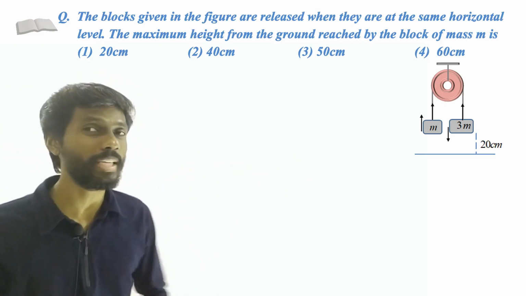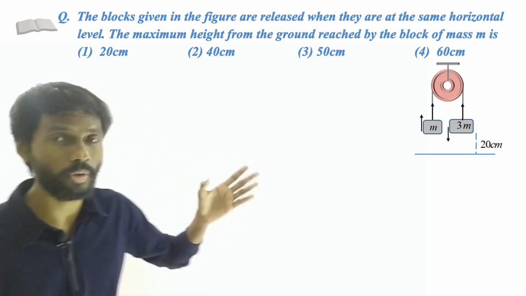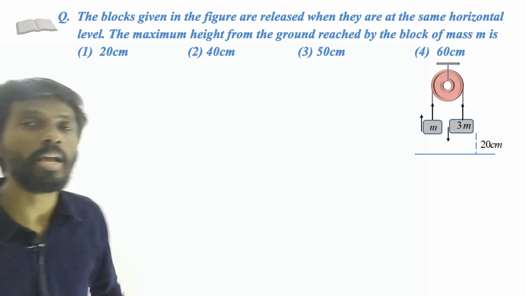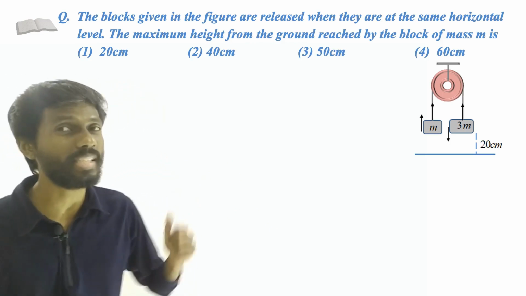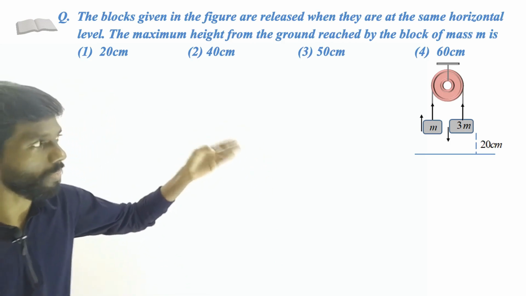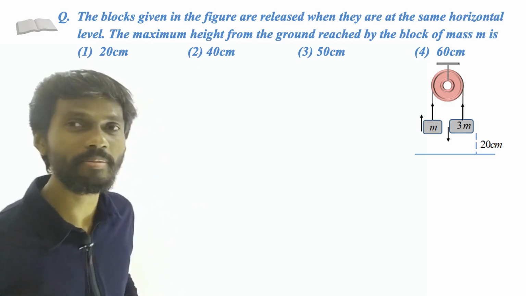Now if this system is let go, what will happen? The heavier mass, that is the block with mass 3m kilogram, will move in the downward direction. The other block will move in the upward direction. Now we have to find the maximum height reached by this mass, right? So the block with the mass m kilogram. So what is the maximum height reached by this object?